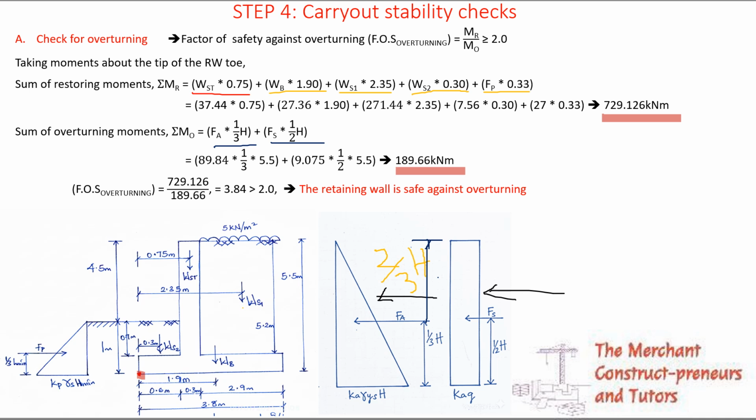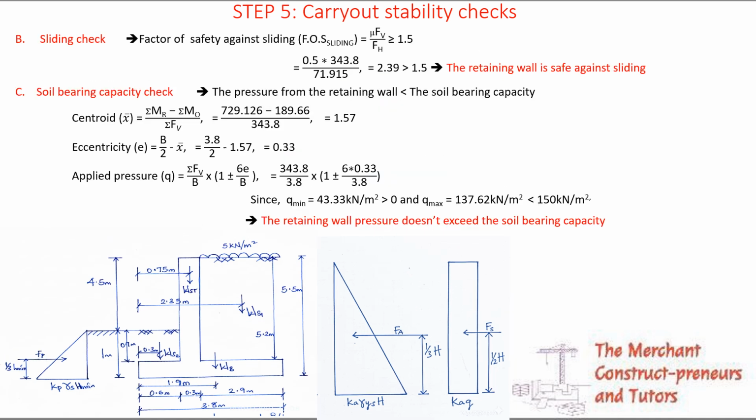So the factor of safety against overturning, we said, is restoring moment divided by overturning moment. This is the value. So 3.84 is greater than 2.0. So the retaining wall is safe against overturning. I hope this is clear. If it's not clear, you need to go back and watch this video again, or watch this part again.